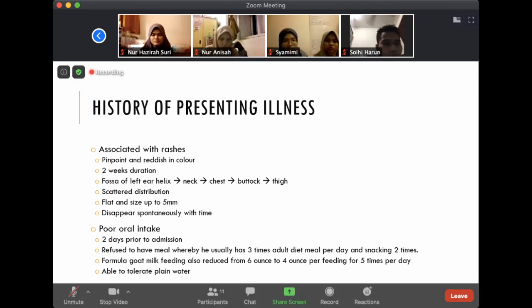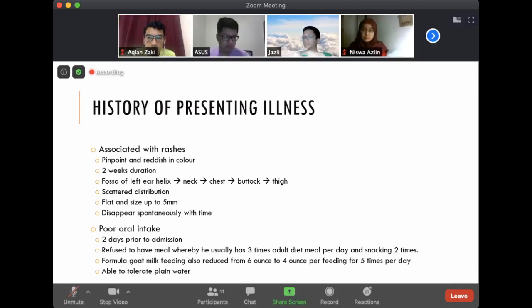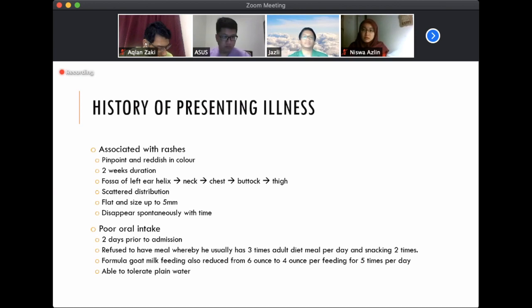The bruises were associated with rashes. The rashes were pinpoint and reddish in color, occurring during the 2 weeks duration. They started from the fossa of the left ear and then went to the neck, chest, buttock, and thigh. They were scattered in distribution and the size was up to 5 millimeters only. However, the rash disappeared spontaneously with time like the other bruises before.